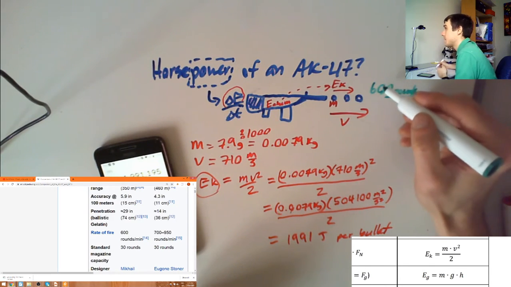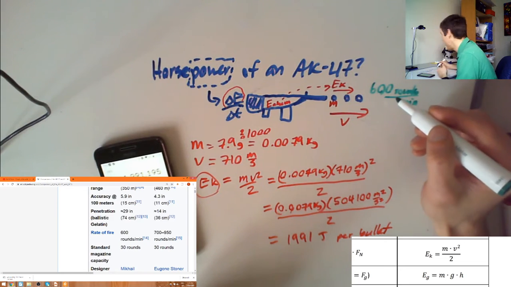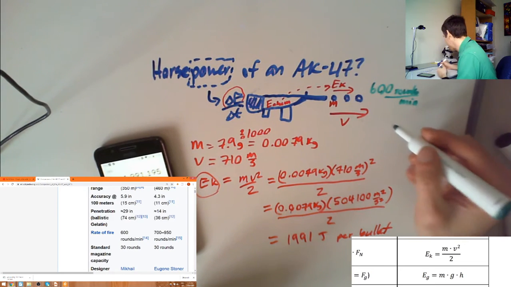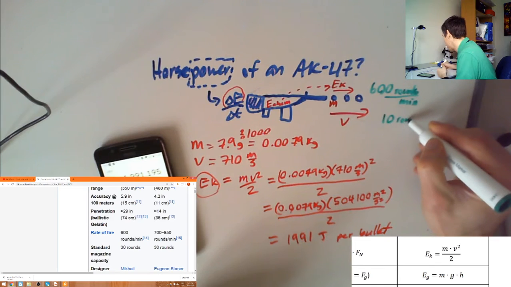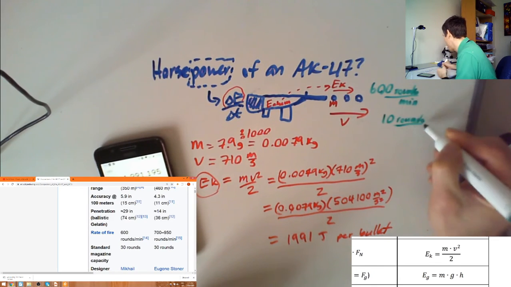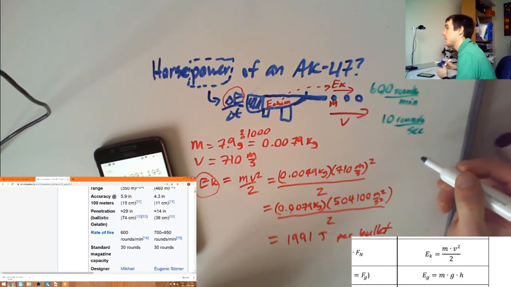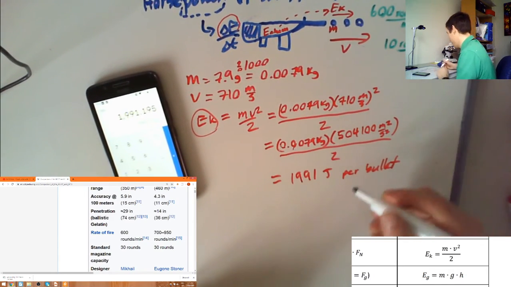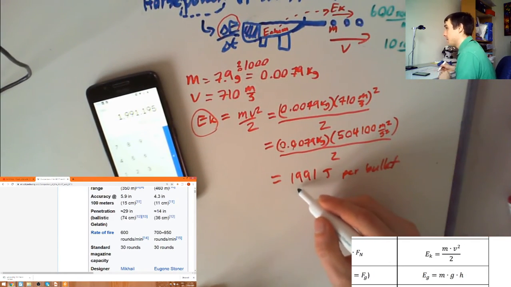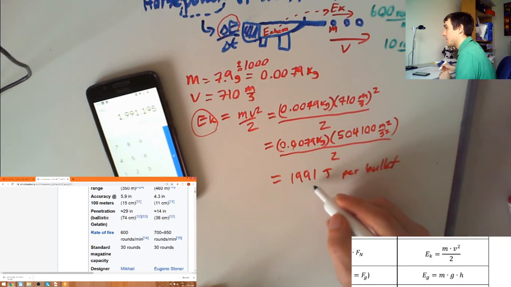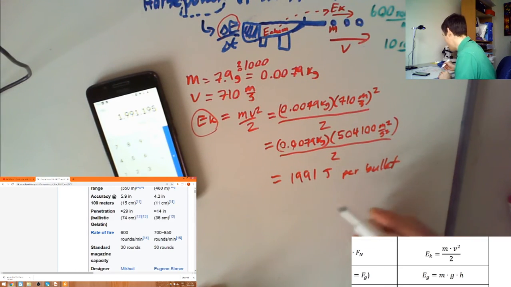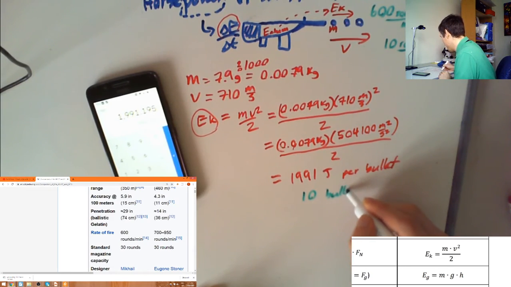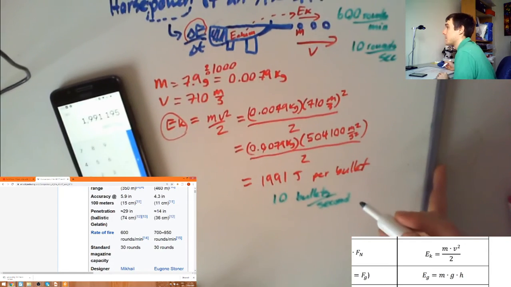I think it's pretty obvious there's 60 seconds in 1 minute, so we have to cut this by a factor of 60. That's 10 rounds per second. So we've got 1,991 joules per bullet, and we have 10 bullets per second, right?